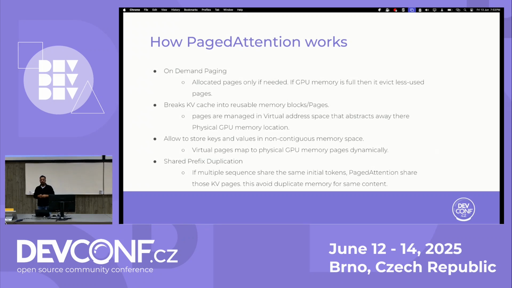On-demand paging means it will only allocate the pages if they are needed. If there is no need, then it won't allocate the pages to the request. It also breaks the KV cache into reusable memory blocks or pages. Then these pages are managed in the virtual address space, and I will tell you how exactly it will happen in the next slides.